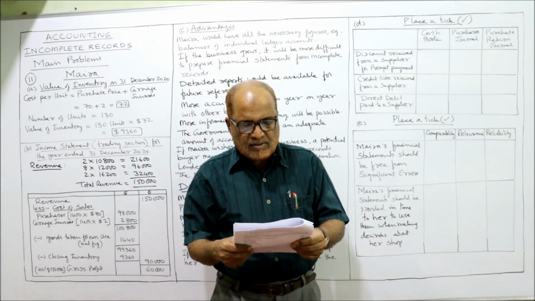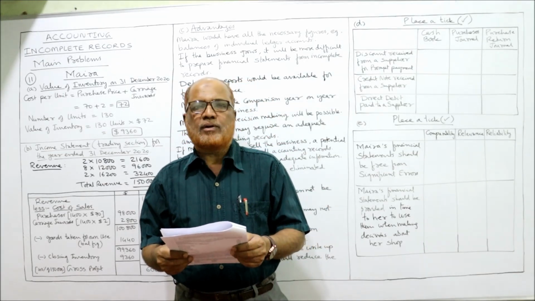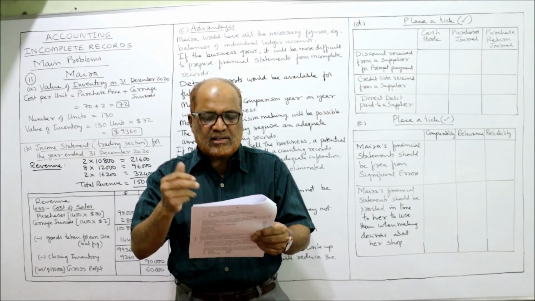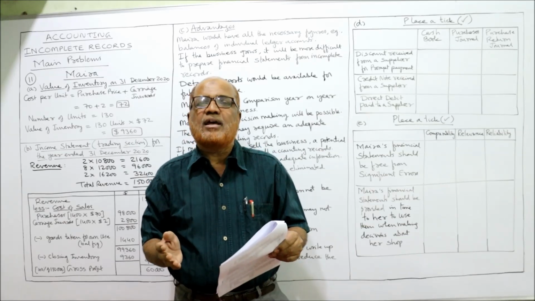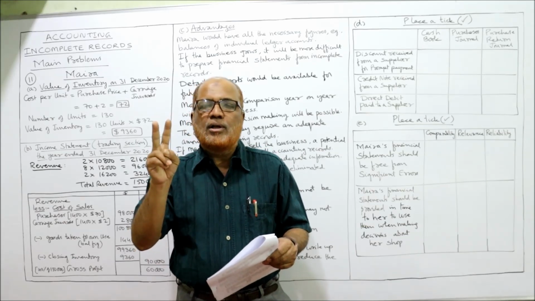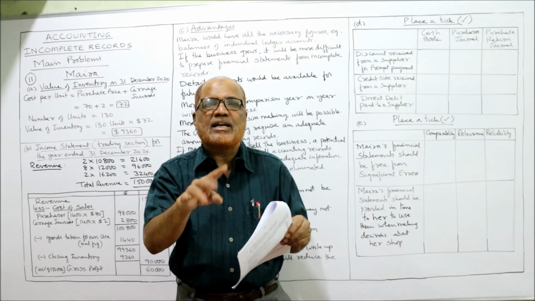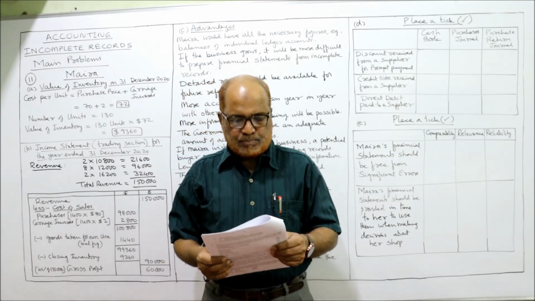Then purchase price $70 per unit. Carriage inward $2 per unit. When we purchase the goods, we are paying the supplier $70. But to bring the goods to our business, we are incurring carriage inward of $2. So actually our cost per unit is not 70 but 72. Carriage inward will be added to the purchase price.